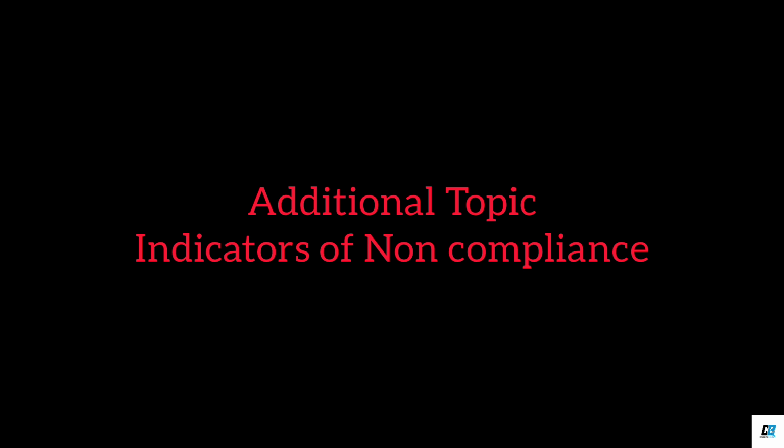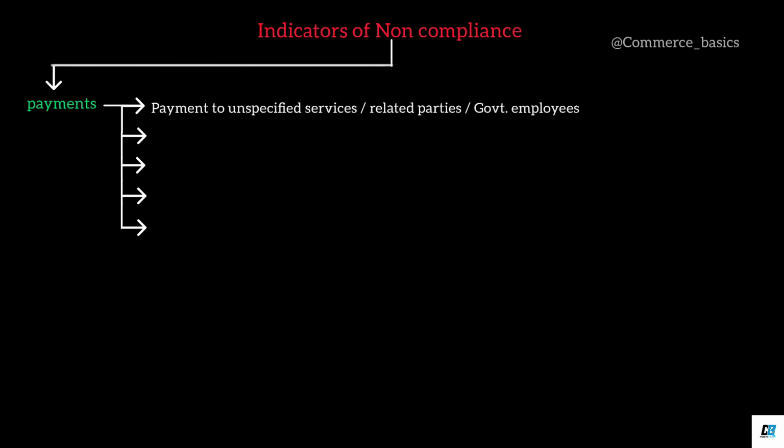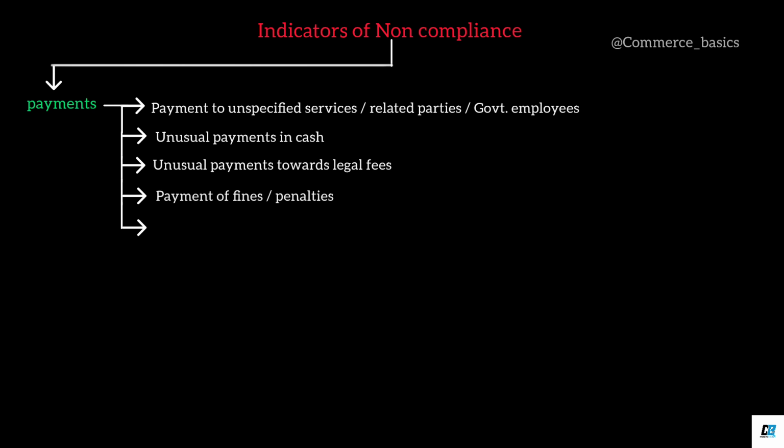And one additional topic, indicators of non-compliance. In indicators of non-compliance, if you see a particular transaction or event, there is a chance there might be non-compliance. Let's see, the first one is payments related. If there is any payment for unspecified services, or to government employees or related parties, there is a high chance of non-compliance. And the second thing is any unusual payments in cash, or legal fee payments in an unusual way, or if they are paying more and more in fines and penalties, or paying without proper exchange control documentation. These are all indicators of non-compliance.